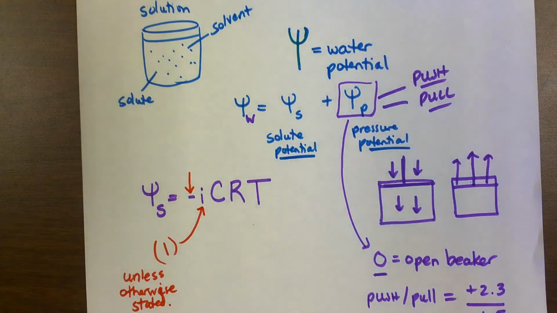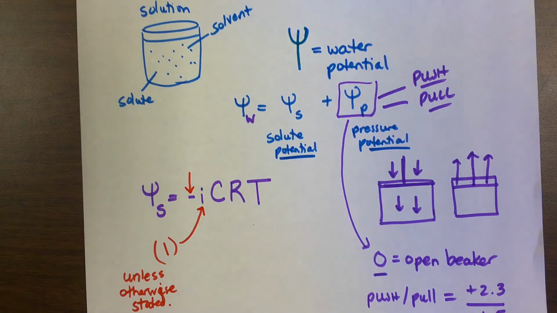Okay, so there was a little technical difficulty there. I'm not sure what happened, but anyway, so I'm going to give you the formula for solute potential, and it's based on negative iCRT. All right, so negative i is your ionization constant. That's what it's called.